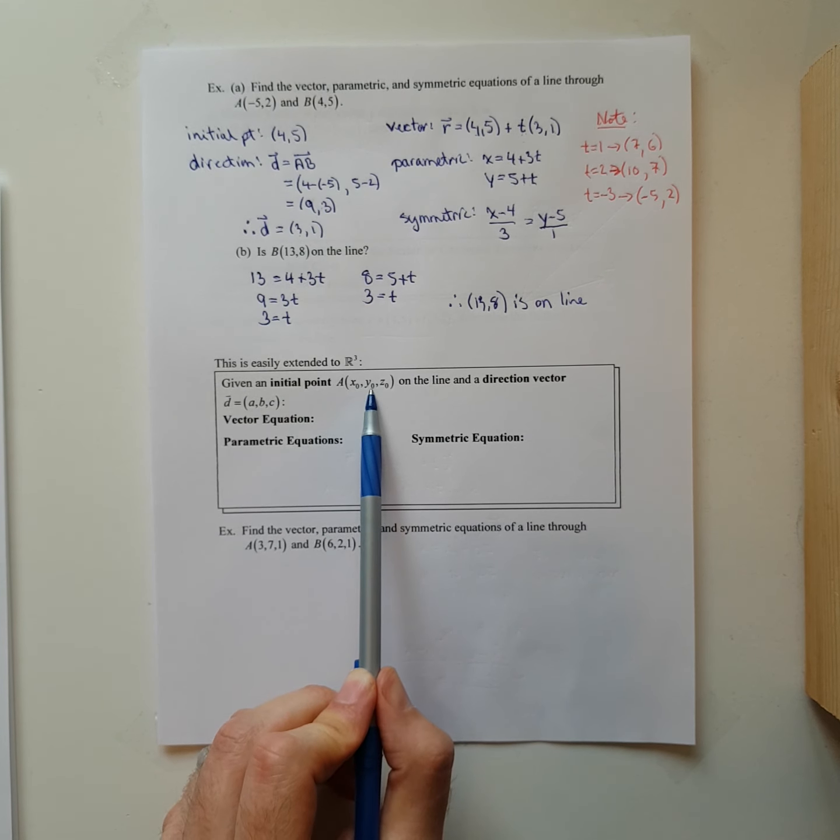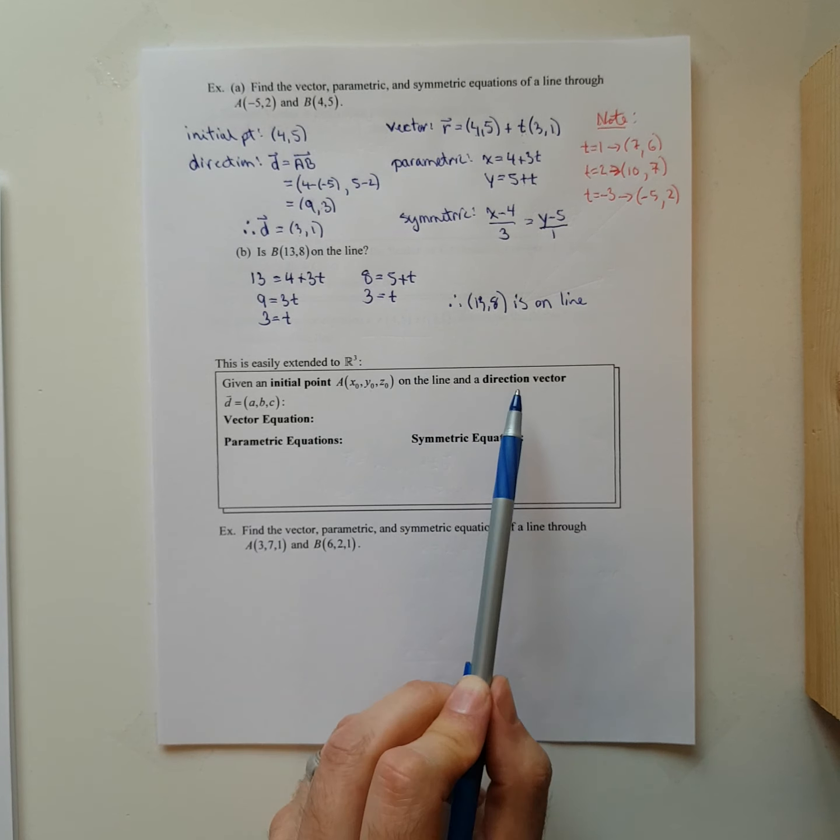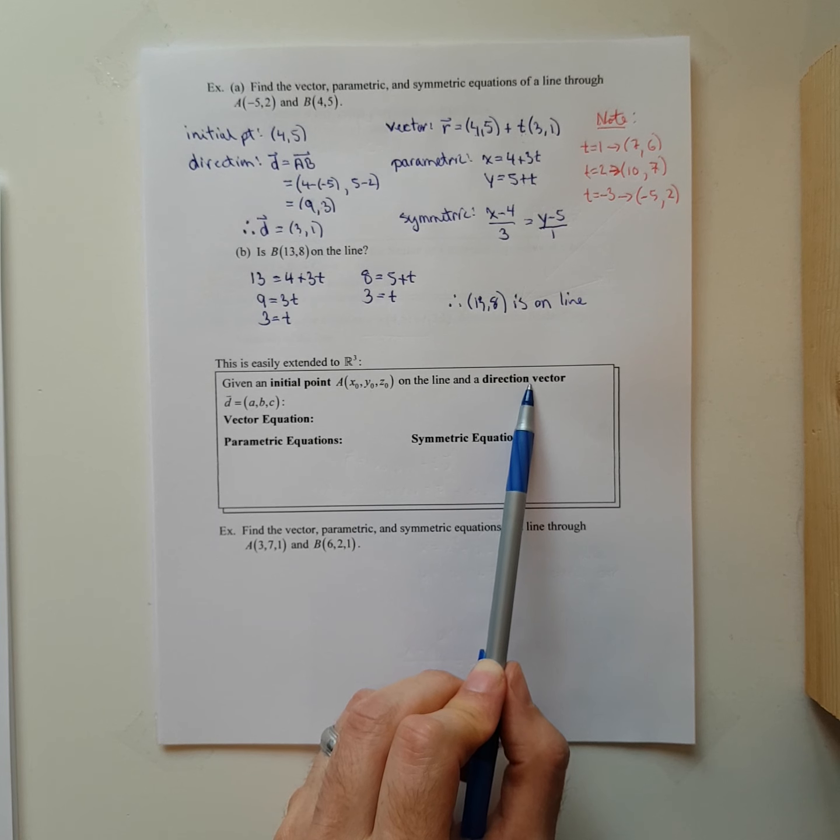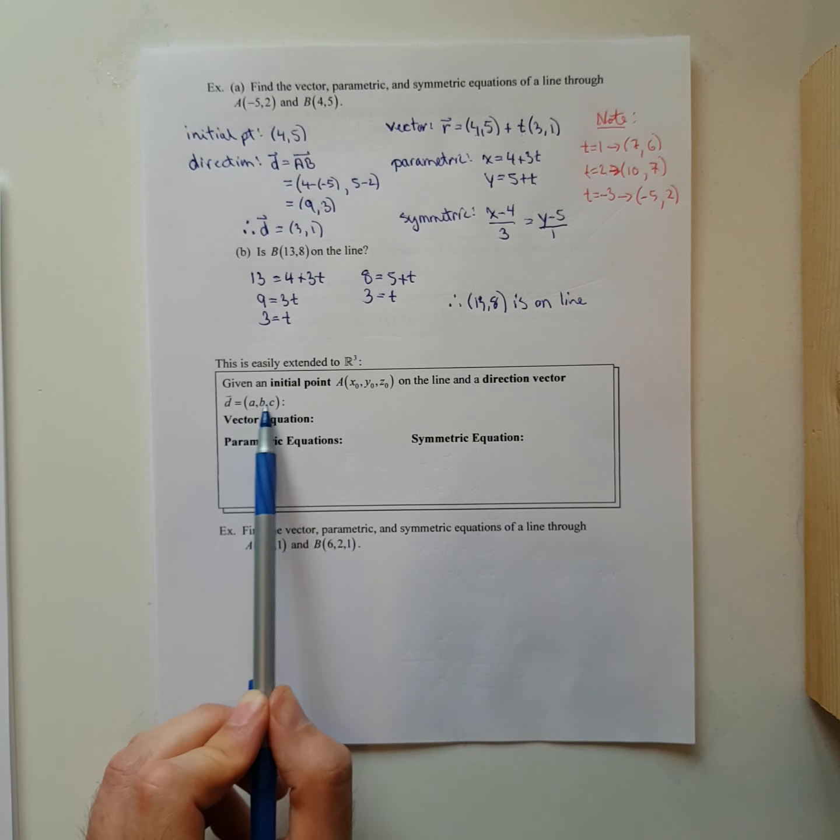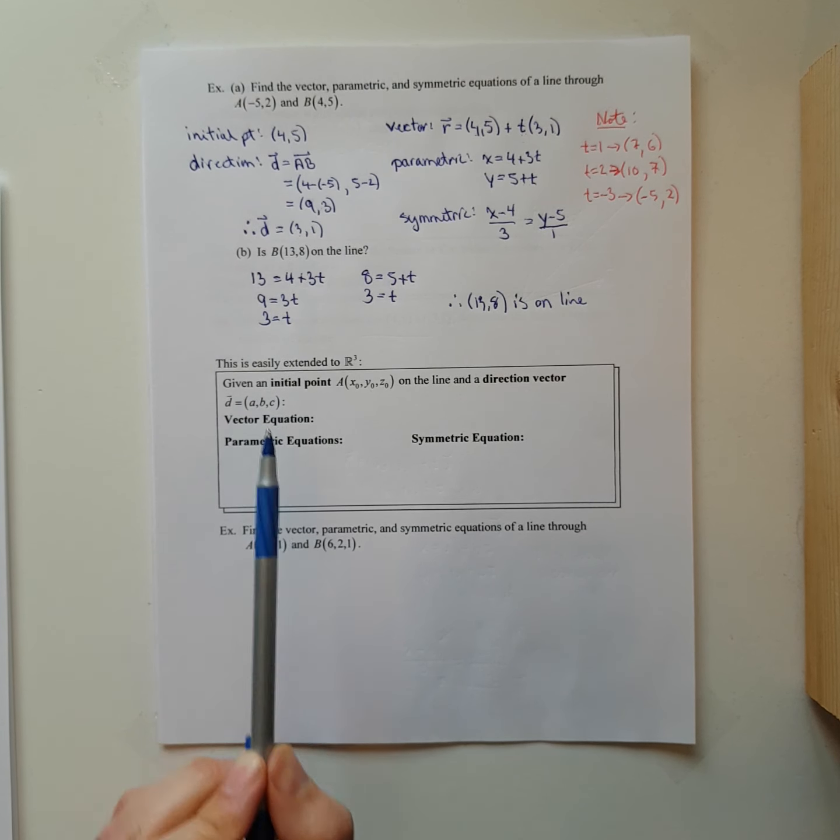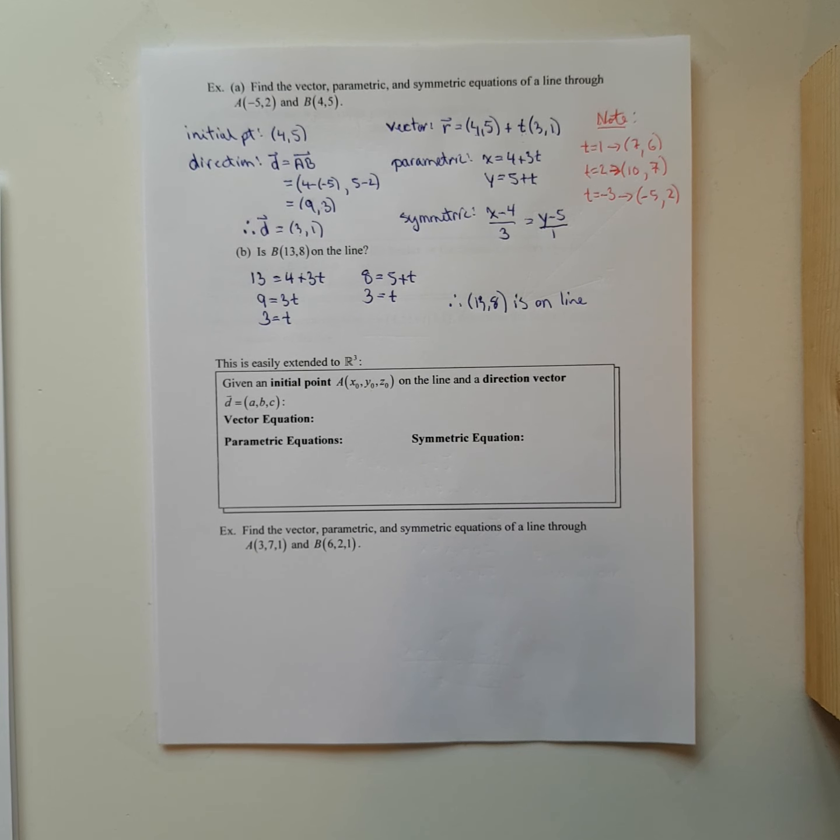I start at some initial point. We can now start at that initial point in 3 dimensions. I'm going to move up and down the line using our direction vector. Our direction vector now has to have 3 components, since we are now going to move in 3 space.